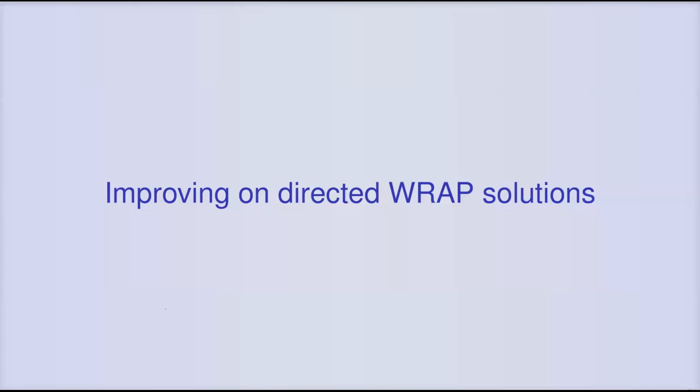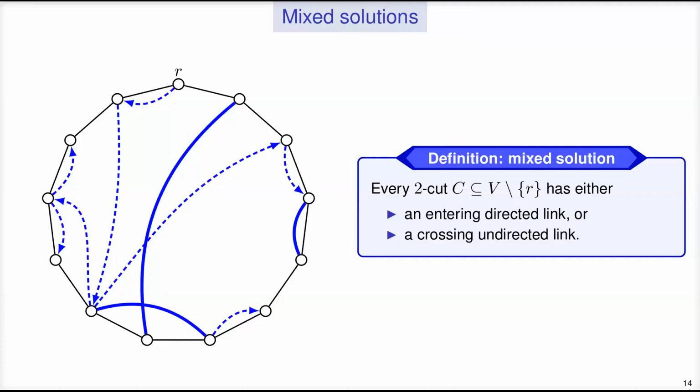So now we know what a directed WRAP solution is. Let's talk about how we can try to improve those solutions. This brings us to mixed solutions. As I briefly mentioned, we will actually replace directed links by undirected links.